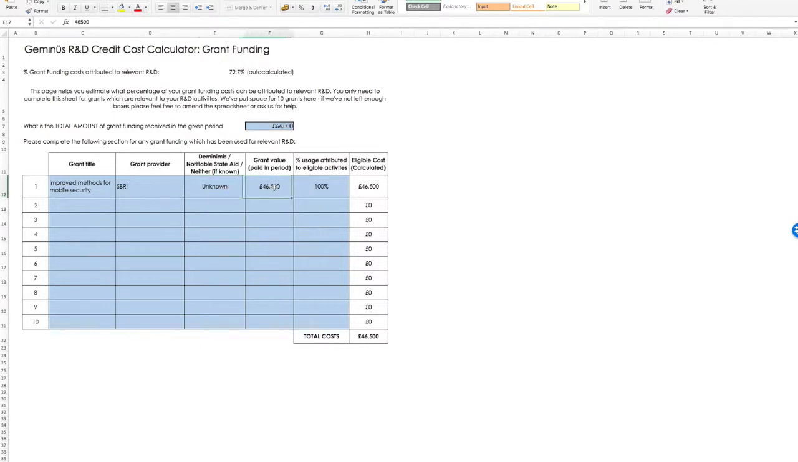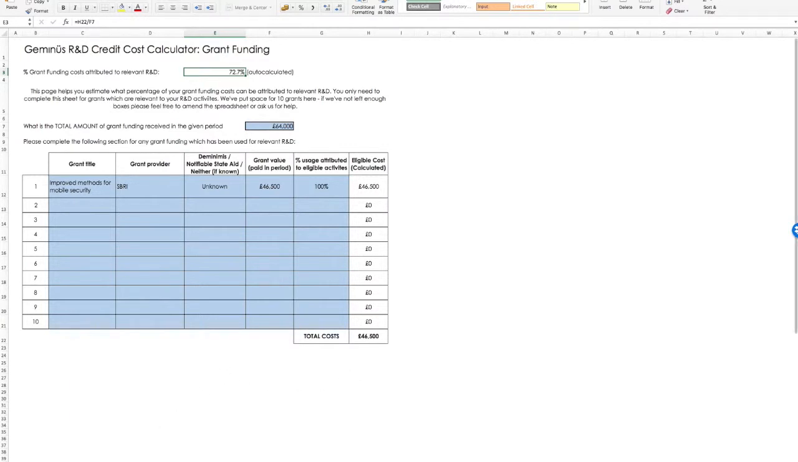We then put the grant value paid in the period and the percentage usage attributed to the eligible activities. So in this case we had a £46,500 grant. It was all relevant to the projects we've claimed it. However, the company had a total of £64,000 worth of grant funding, meaning the amount attributed to relevant R&D is 72.7%. That is the spreadsheet done and dusted, finished.